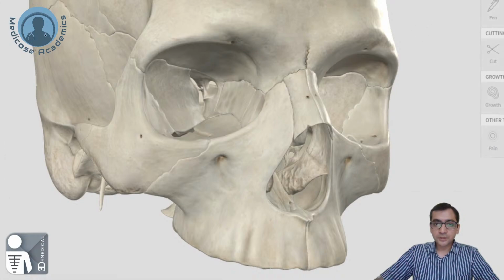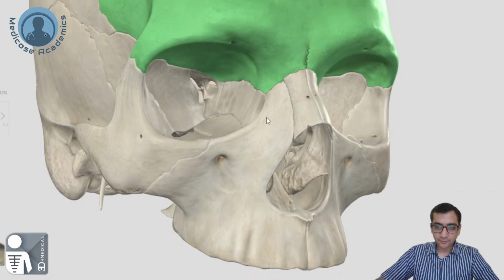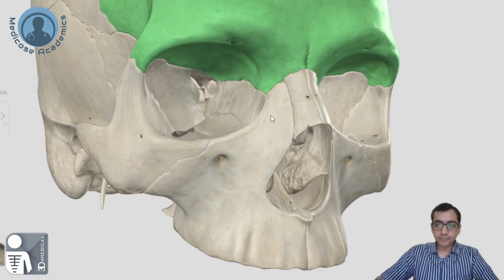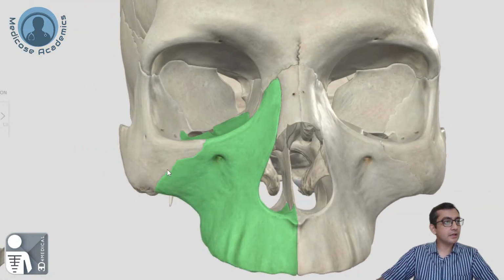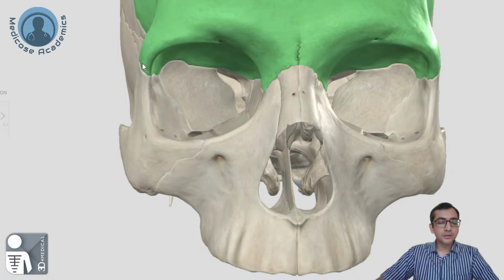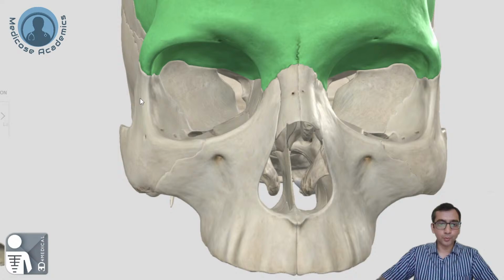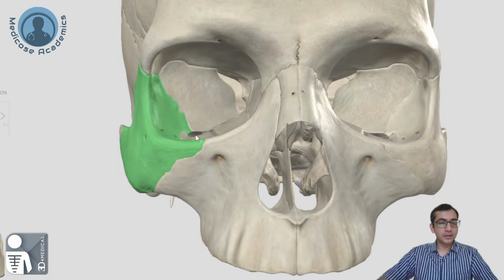So which two bones are making the medial margin of the orbit? Here it is the frontal bone above and maxillary bone below. Okay, which structures are forming the lateral wall? There will be two bones. Above it will be the frontal bone, and below it will be the zygomatic bone. And of course there will be a frontozygomatic suture between them.